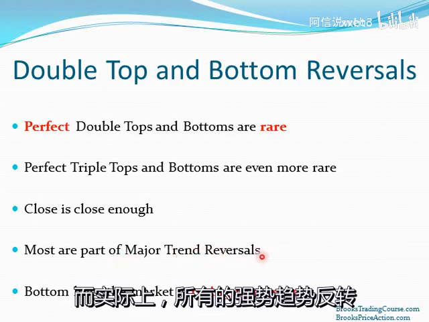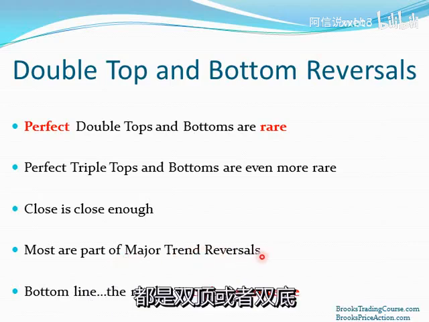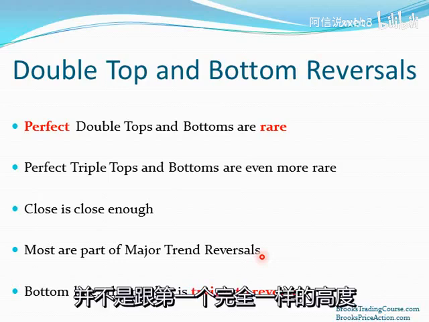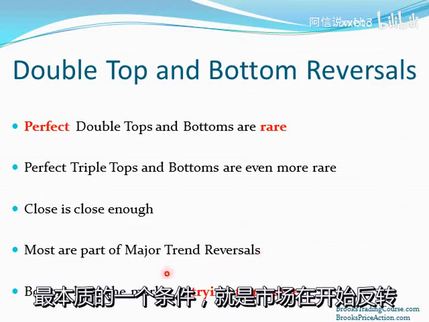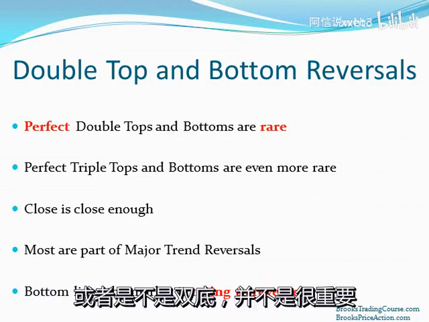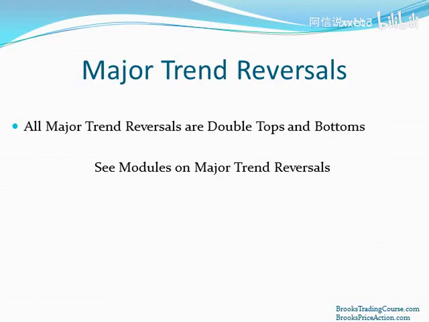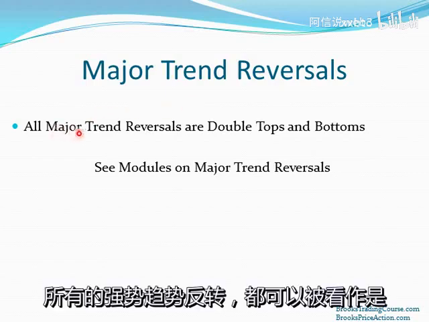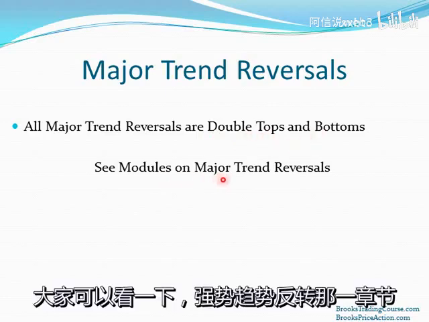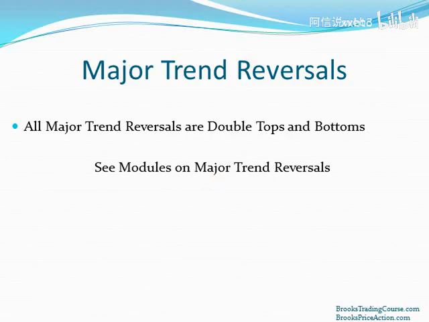In fact, all major trend reversals are a type of double top or double bottom, where the second top or second bottom is not exactly at the same level as the first. Bottom line, the market is trying to reverse whether or not the pattern is a perfect double top or a perfect double bottom. Again, all major trend reversals can be thought of as double tops and bottoms. You can look at the module on major trend reversals.